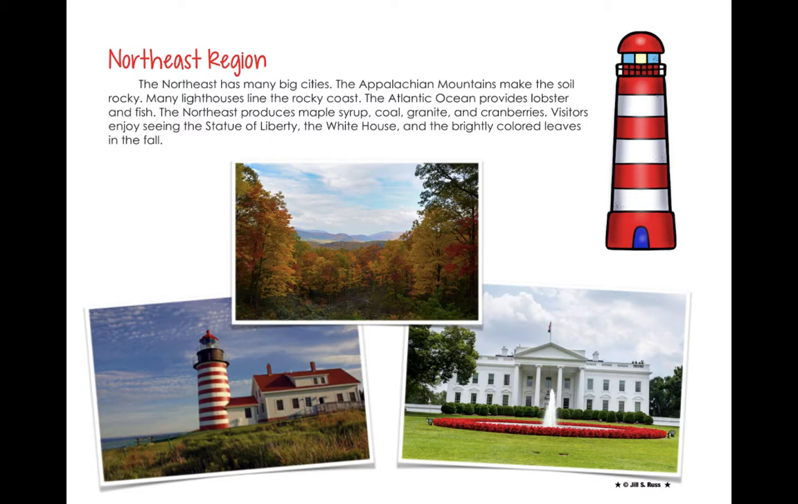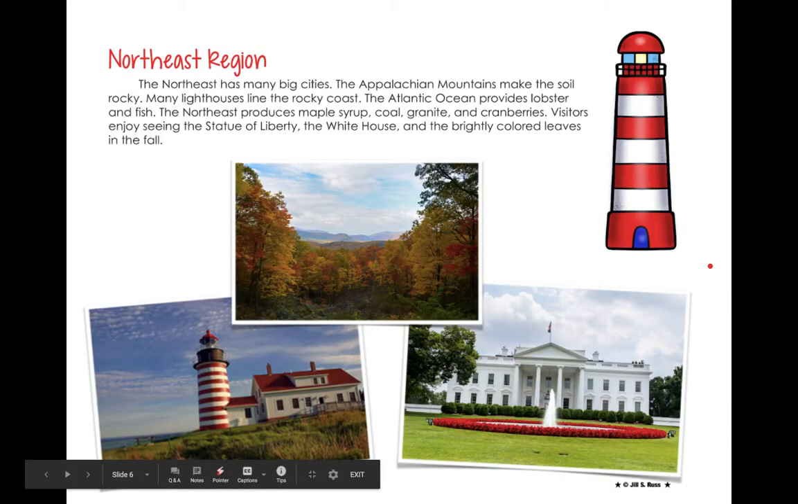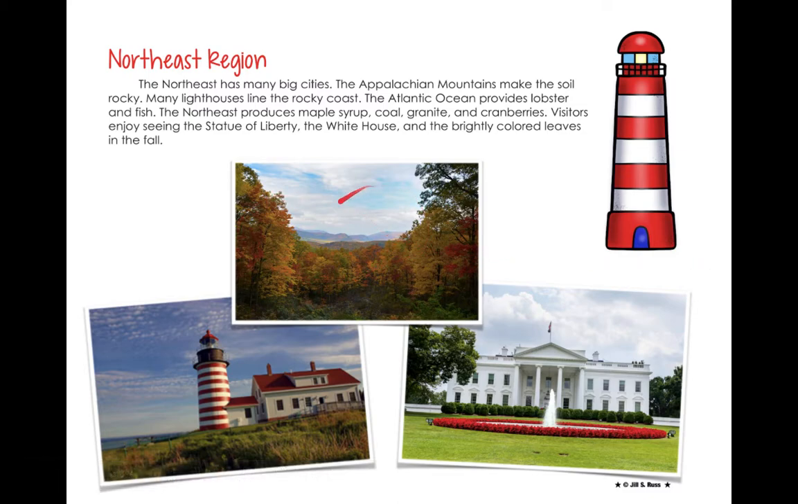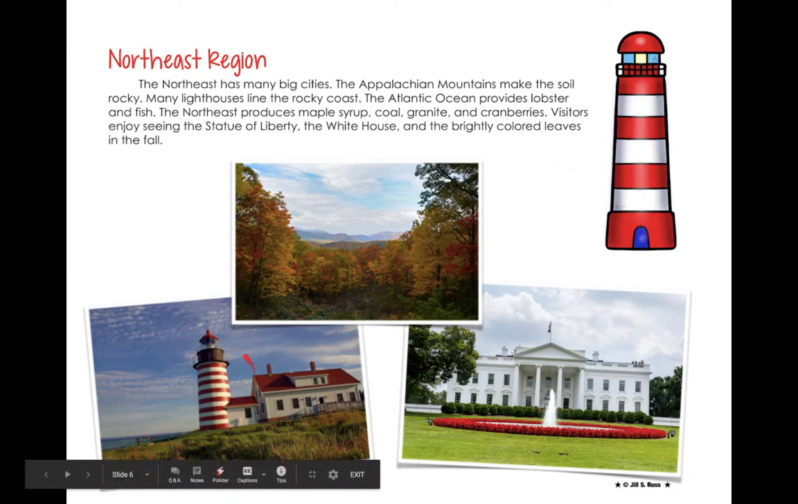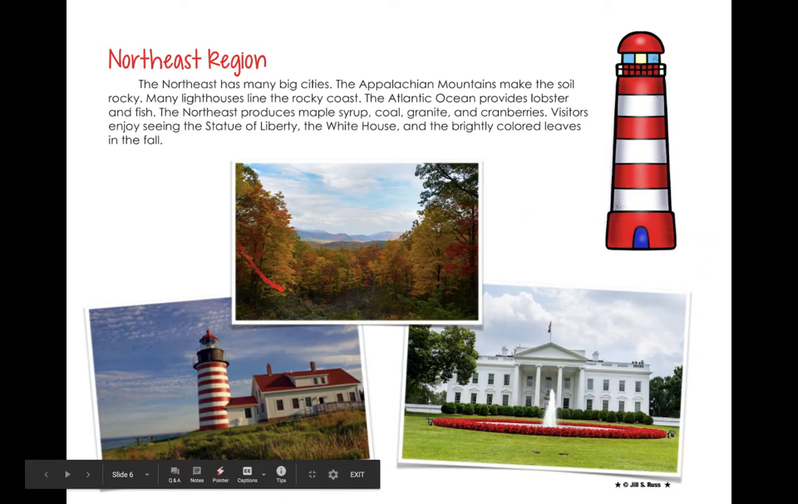The Northeast has many big cities. That's up here, the Northeast. The Appalachian Mountains make the soil rocky. Many lighthouses line the coast. The Atlantic Ocean provides lobster and fish. The Northeast produces maple syrup, coal, granite, and cranberries. Visitors enjoy seeing the Statue of Liberty and the White House and the brightly colored leaves in the fall.